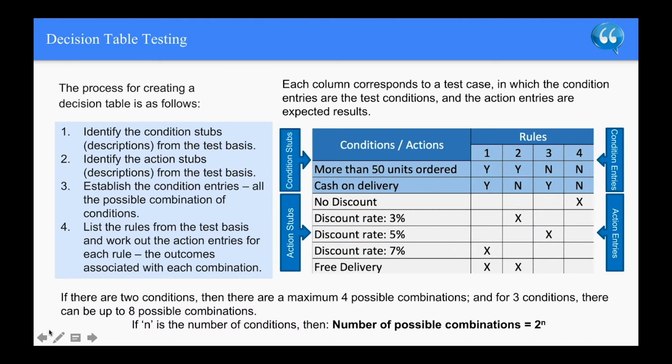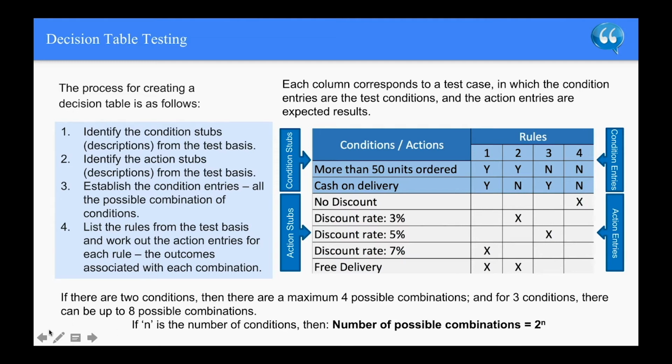The process of creating a decision table is as follows. Identify the condition stubs, like a description, from the test basis. Identify the action stub descriptions from the test basis. Establish the condition entries, all the possible combinations of conditions. List the rules from the test basis and work out the action entries for each rule, the outcomes associated with each combination. And each column corresponds to a test case in which the condition entries are the test conditions and the action entries are the expected results.